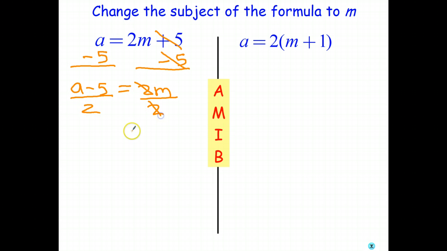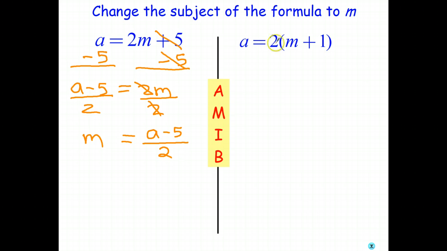The 2's on the right cancel out. Notice I had to divide everything on the left by 2, so not just the a, not just the 5. So the vinculum goes underneath the whole expression. And I'll write the m on the left, and I'll write the expression, what it equals, on the right.